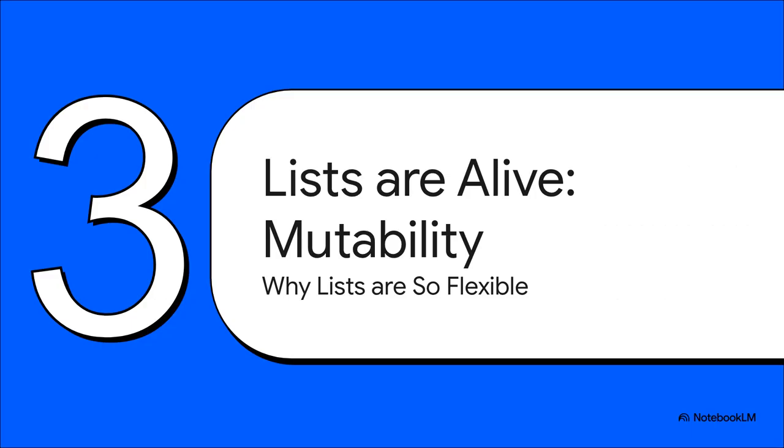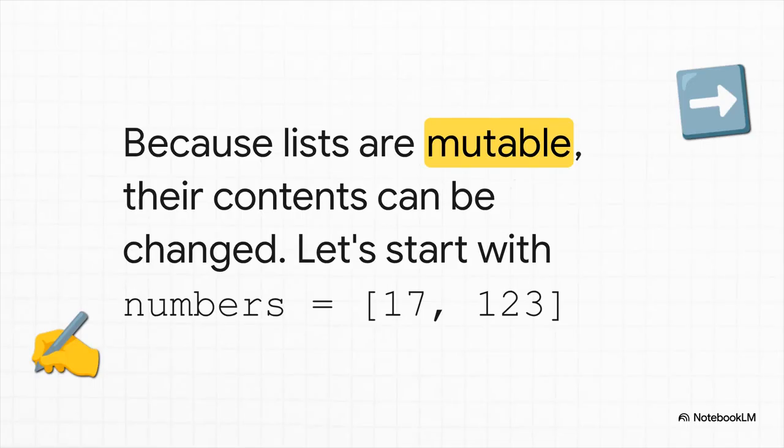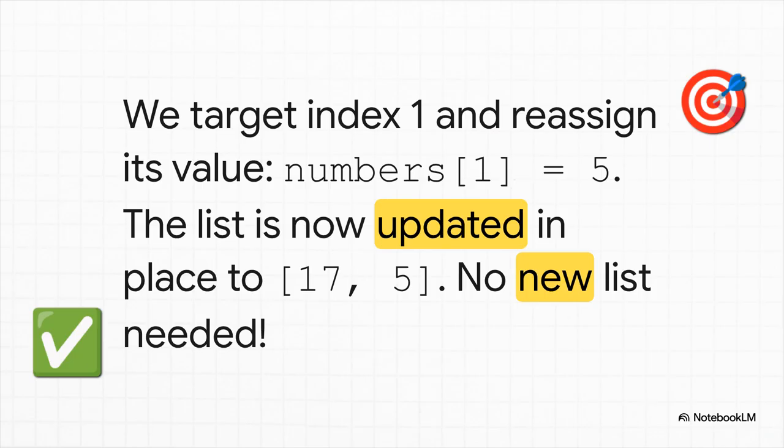This brings us to one of the superpowers of lists. They are mutable. Now, I know that's a fancy word, but all it really means is that they can be changed after you create them. This flexibility is what makes them so powerful for handling data that's always in flux. So let's just imagine we have this super simple list right here. We'll call it numbers. It's got 2 items in it, 17 at index 0 and 123 at index 1. Now watch this. We can directly target an element using its index and just give it a new value.